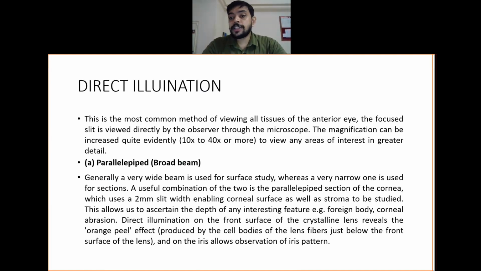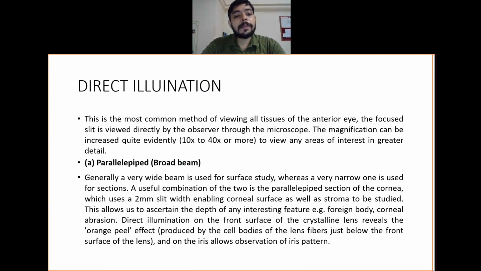The magnification can be increased quite evidently from 10x to 40x or more to view any areas of interest in greater detail. So if we want to observe the corneal epithelium, then we will be able to project the light onto the patient's corneal epithelium and we will be able to increase the magnification so that we can see the cellular structures in a better manner.